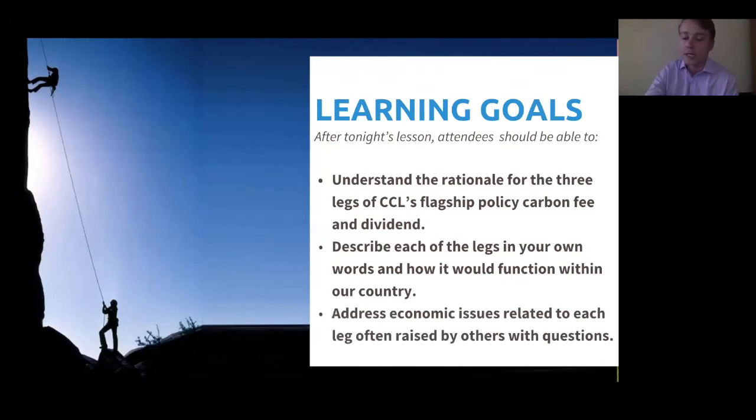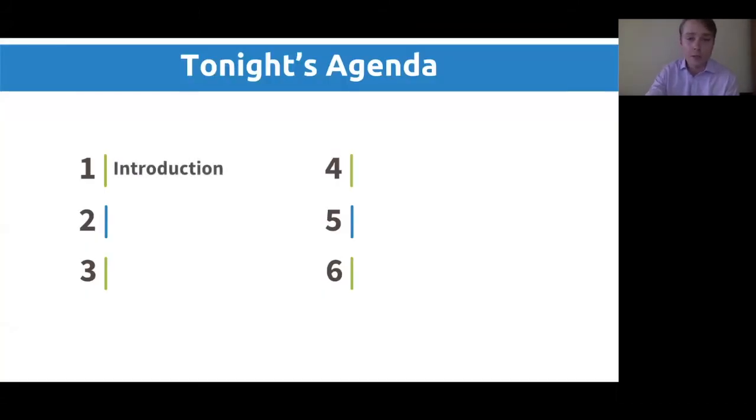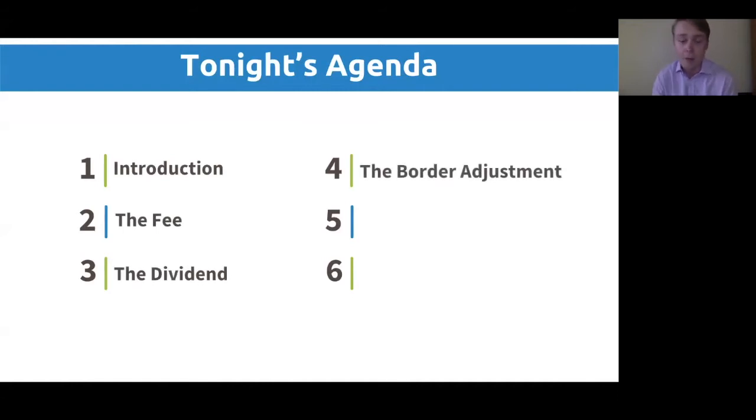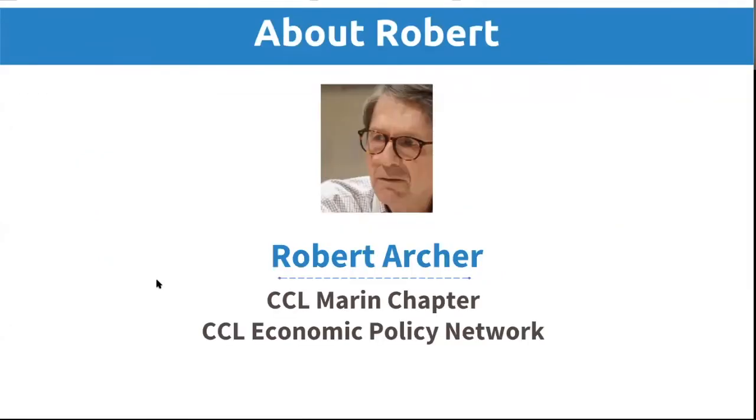And Robert has set up his slide deck to really address a lot of these commonly asked questions to help field those for you, as well as those that might ask you later on. The agenda is pretty straightforward. After this introduction, we're going to have basically all 3 of those legs of the policy described in detail one at a time. The fee first with common questions, followed by the dividend, and then the border adjustment. And then lastly, we'll have a robust Q&A discussion and get to any questions that any of you on the line have tonight.